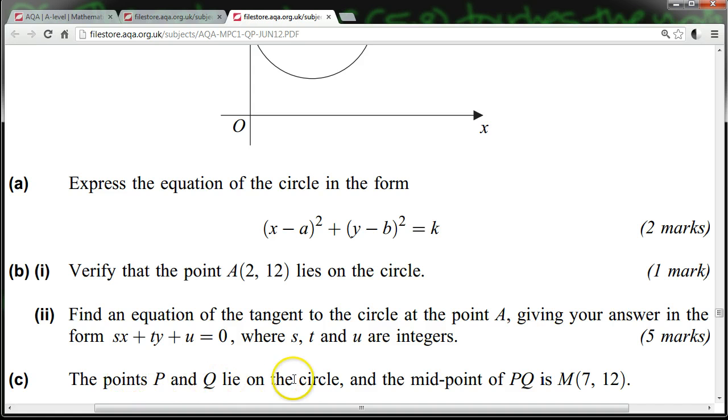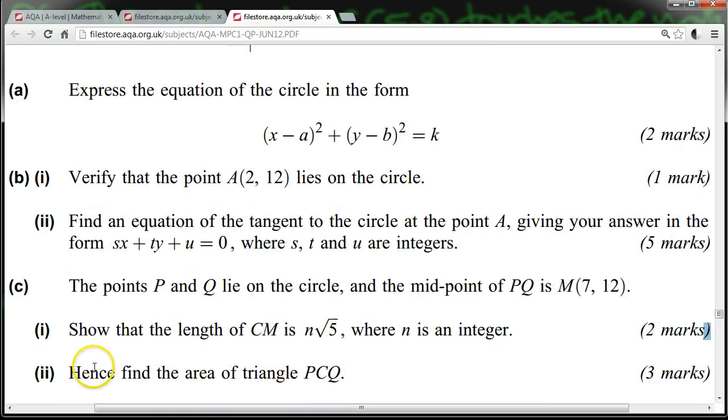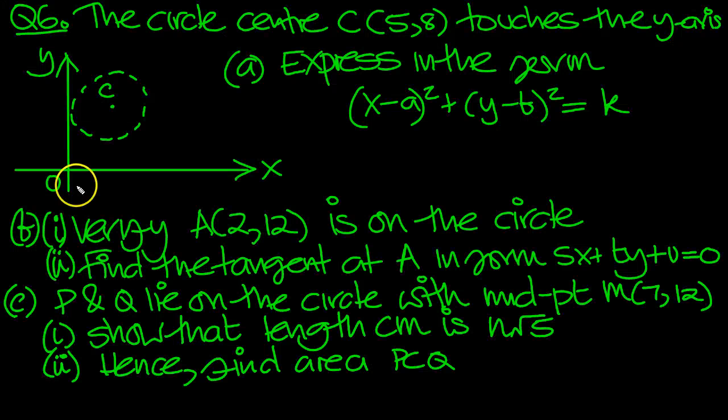The points P and Q lie on the circle, and the midpoint of PQ is M (7, 12). Show that the length of CM is n root 5, where n is an integer. Hence, find the area of the triangle PCQ. So it's a long question. I've got it all in summary form here.